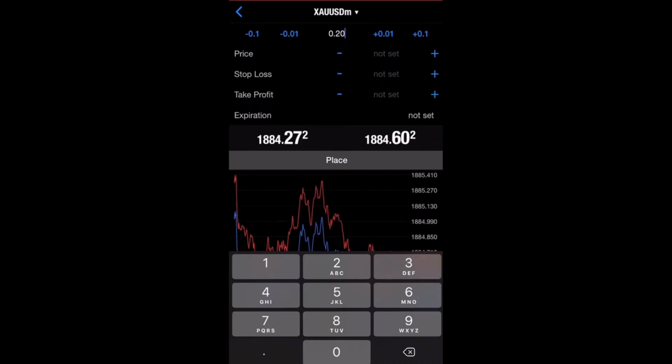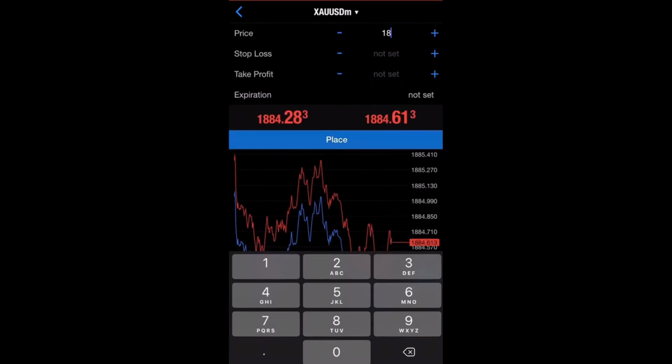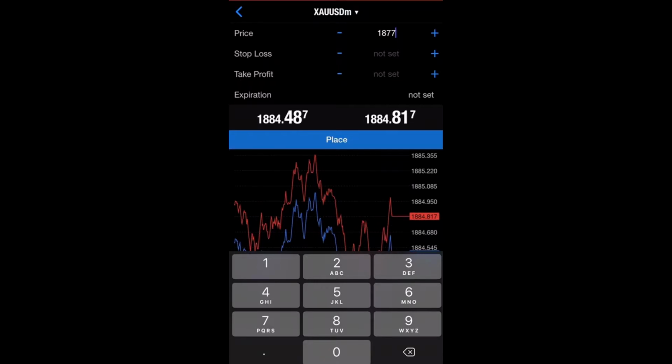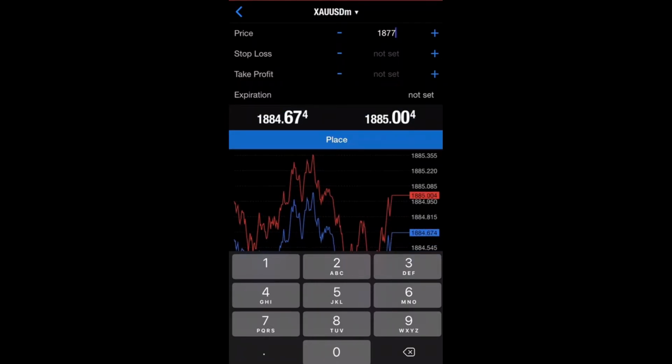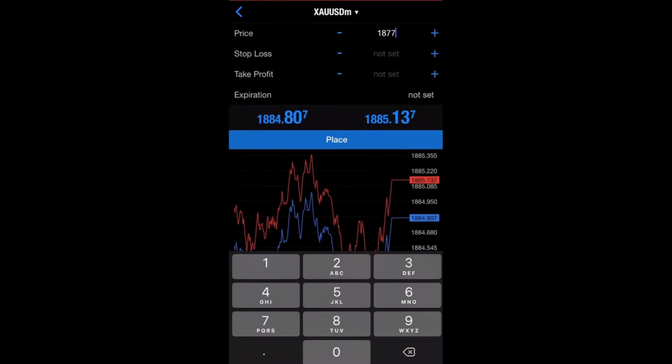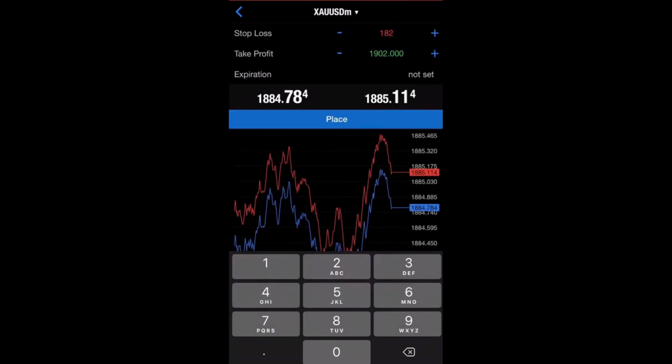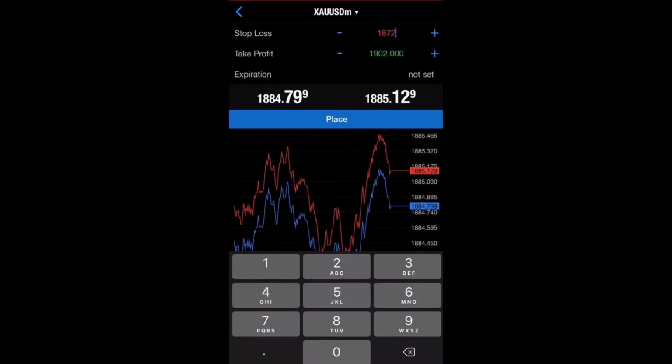According to my analysis, gold will have a pullback till maybe 1877. Then we'll spike till 1902, so let's set the price in 1878 or 1877 where my trade will be executed automatically. I can also decide my stop loss and take profit in advance. Stop loss, let's keep it around 1872. Take profit, let's keep in 1902.